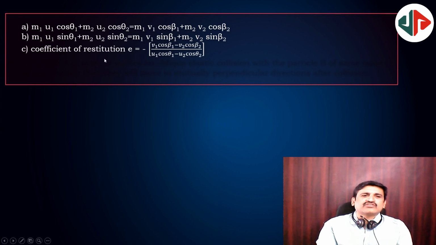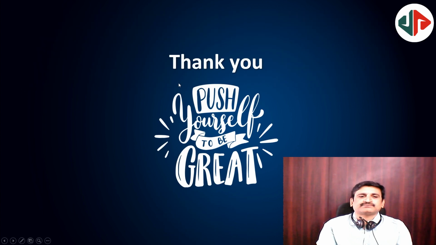Next, the coefficient of restitution is (v1 cos beta 1 minus v2 cos beta 2) by (u1 cos theta 1 minus u2 cos theta 2). Next, this is the end of this work energy power concept session.